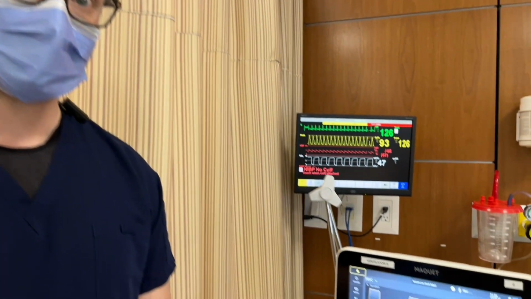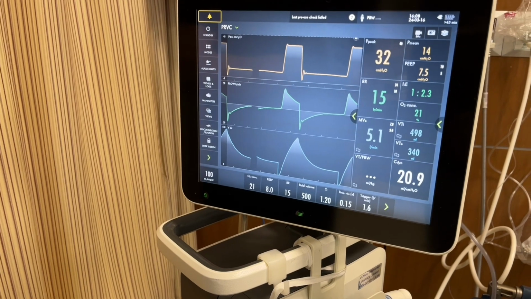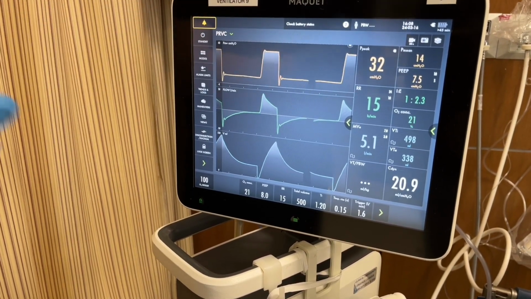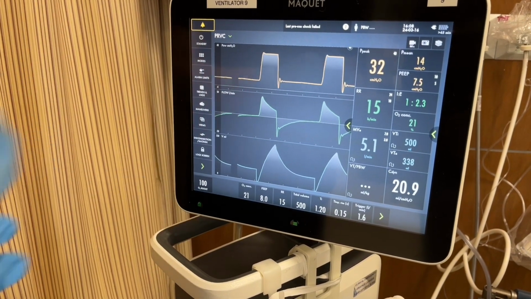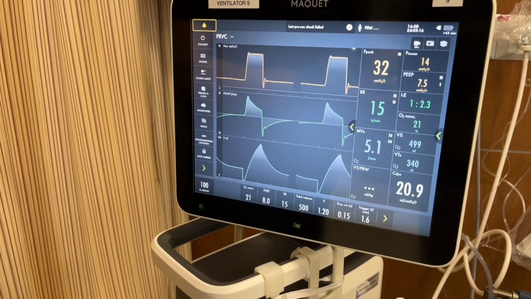After we completed our patient assessment, we're going to move our attention towards the mechanical ventilator. What we want to observe on the mechanical ventilator are our peak pressures, our mean airway pressure, our set PEEP and our delivered PEEP, and our tidal volumes.